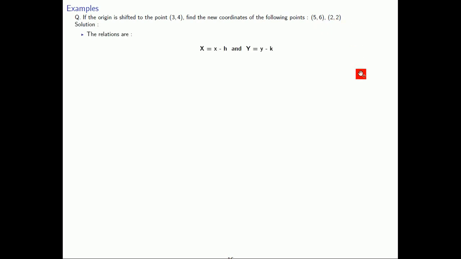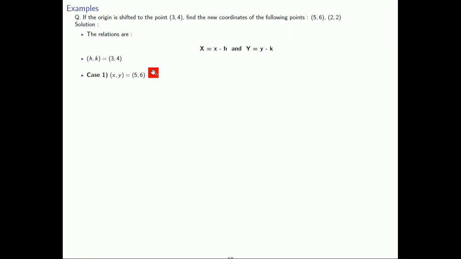Now we have got the relationship, and this is that capital X is small x minus small h, capital Y is small y minus small k. Okay. Now the origin is shifted to 3 comma 4, hence h comma k will be 3 comma 4.